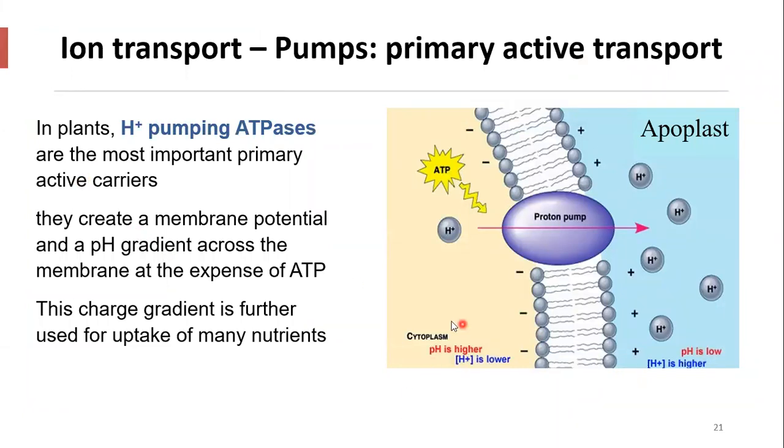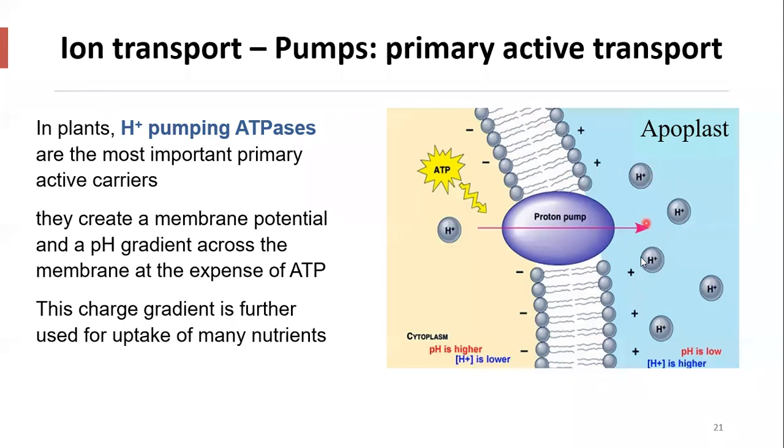Ion transport, so it is very important to understand this phenomenon, that these proton pumps are very important for plants. They pump ions from inside the cell to the outside of the cell and develop a charge gradient, and this charge gradient is used for the uptake of nutrients. So this is very important to understand.